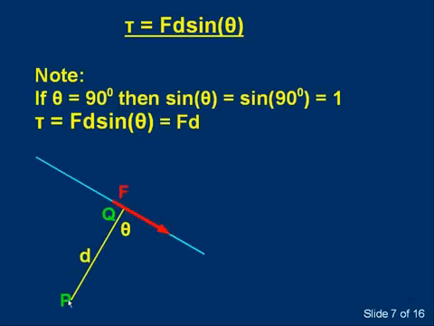Let's just draw that. It means that if point P is here and point Q is up here, so that we get an angle of 90 degrees, if theta is 90 degrees, then it's a simple situation where FD sine theta would be FD times sine 90. And that would simply leave us with force times this distance, if theta is 90 degrees.